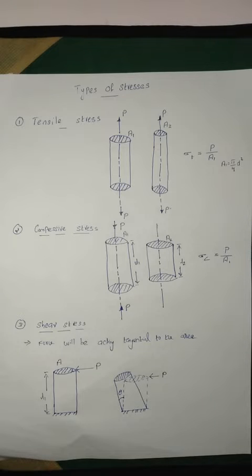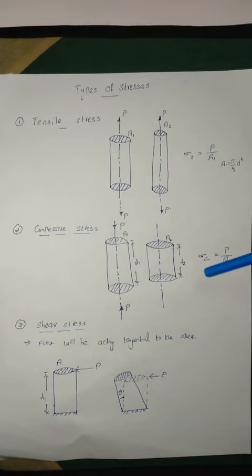The second one is compressive stress. Compressive stress is just the opposite of tensile stress. The only difference in the second figure is that the direction of load P is such that it will compress or push the member. As a result, the length of the member decreases and the area increases. Under this state, the member is said to develop compressive stress.